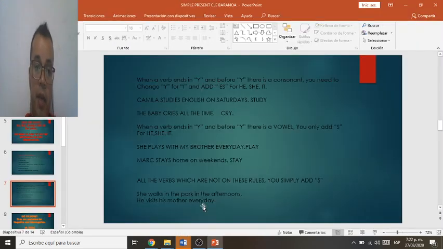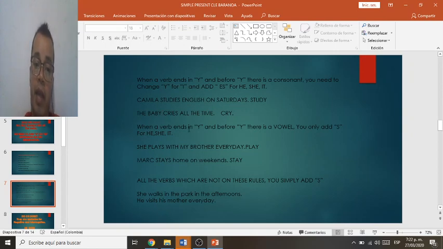You can see here. Camila studies English on Saturdays. Camila is she. The baby cries all the time. Aquí tenemos cry, tenemos Y. Antes de la Y hay una R, que es una consonante, por eso aplica la misma regla. Quito la Y, le coloco una I latina y le agrego ES. But only for he, she, or it. The baby is a he or a she. El bebé es un niño o una niña. Sería él o ella, so we need to change.